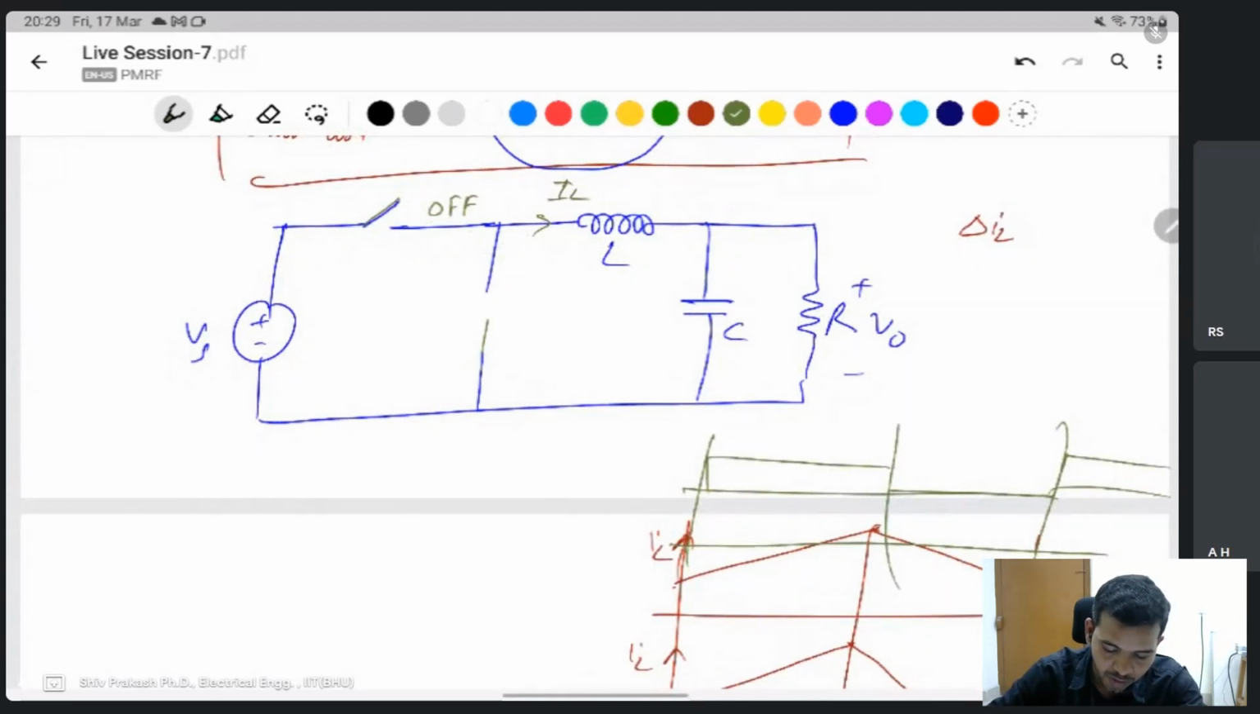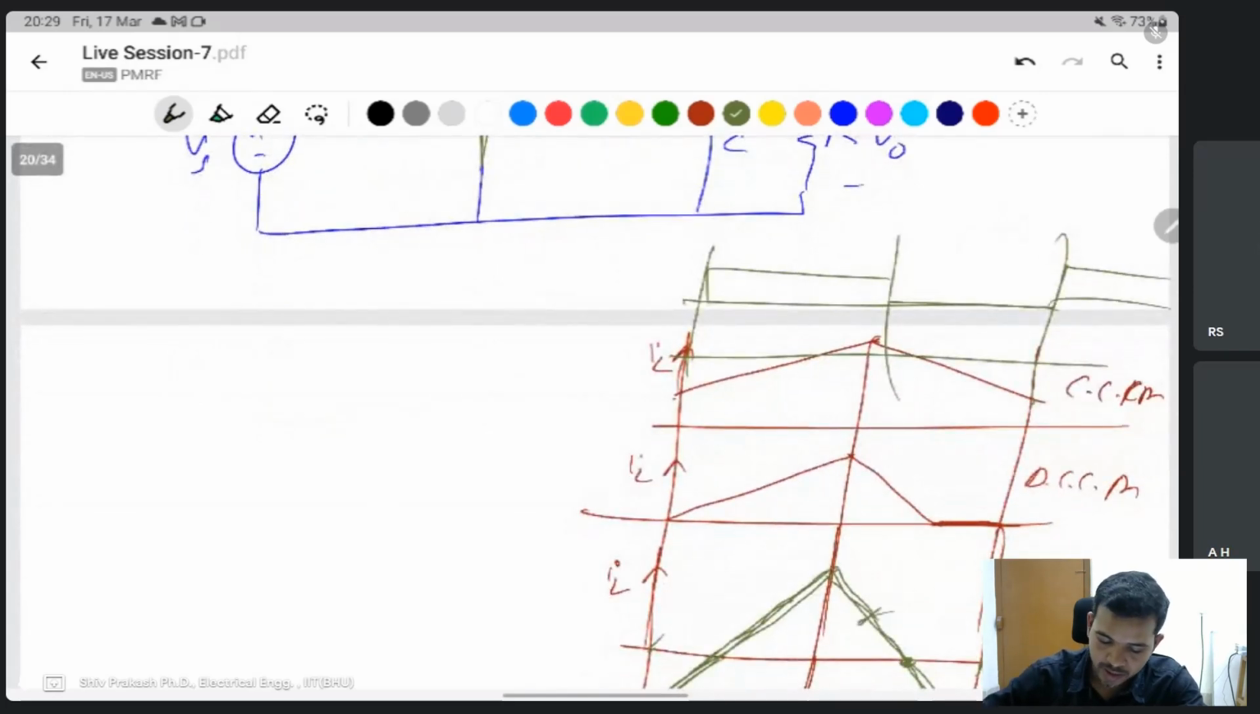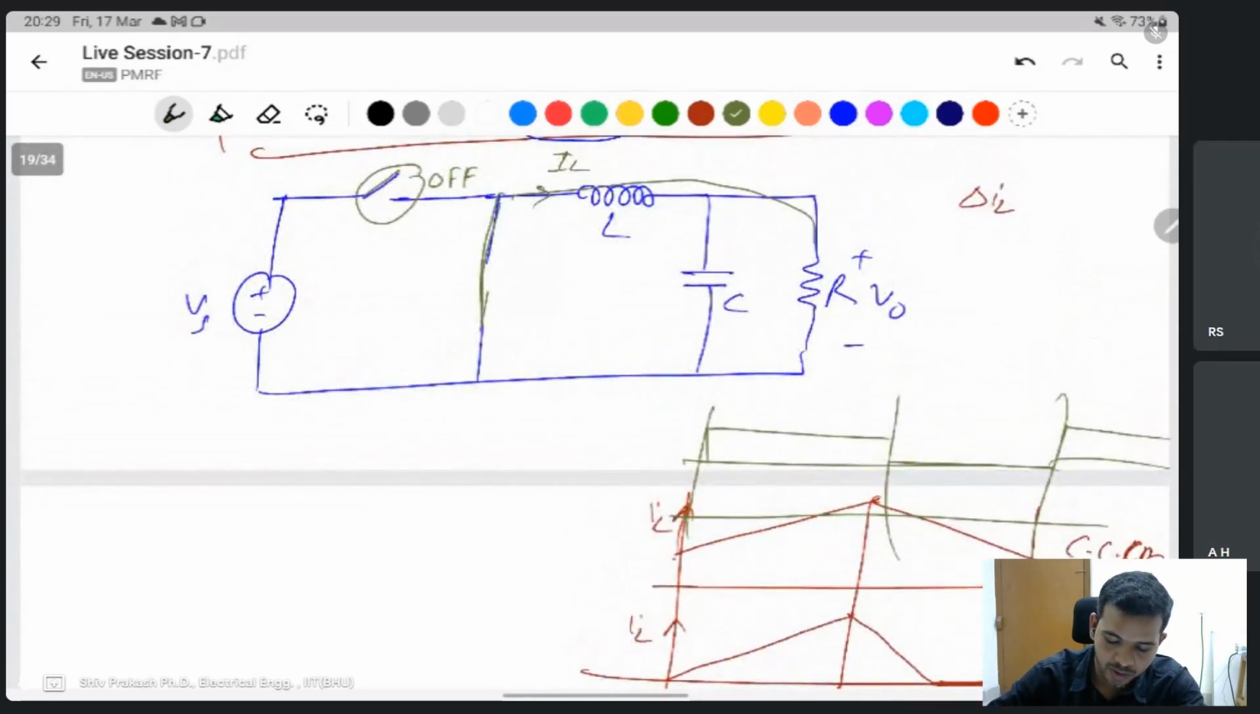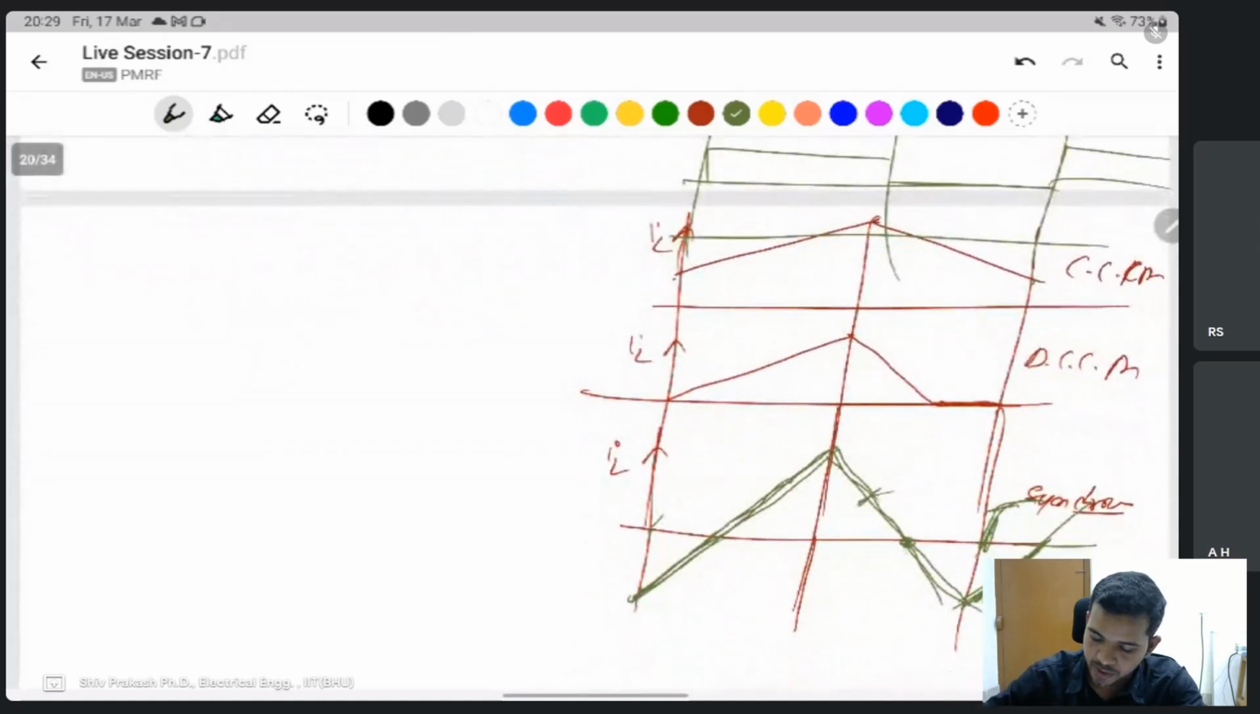When this one switch is on, this is positive. After that, positive, we go to the negative, and negative is still something, when the switch is off.